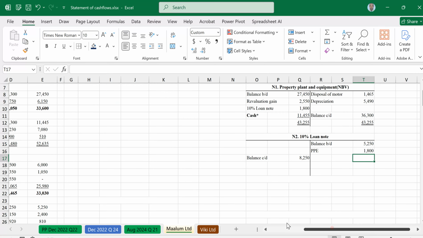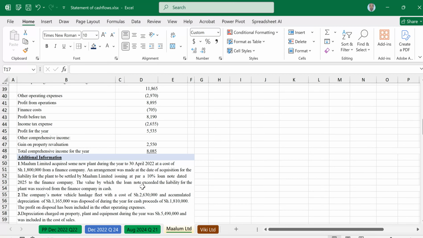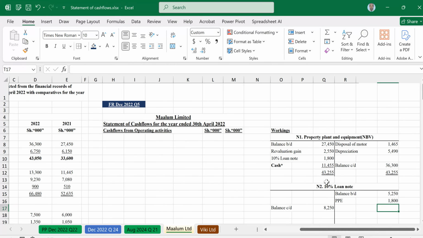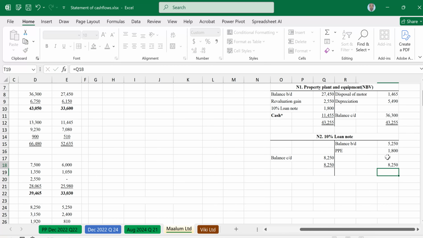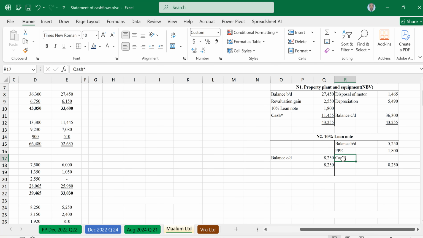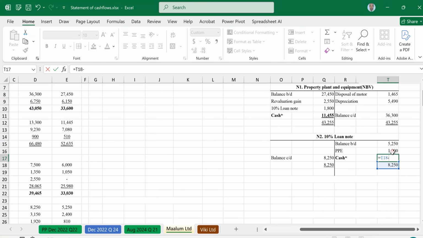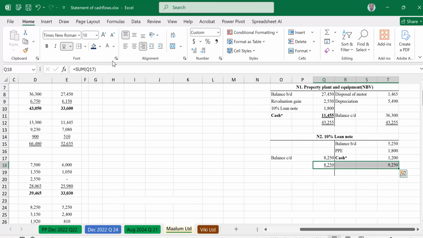Now they said in additional information number 1 that the value by which the loan note exceeded the liability for the plant was received from the finance company in cash. So the value by which it exceeded was received in cash. So the summation of that is 8250. This will be the same as this side. Then the balancing figure was received in cash. And what was the balancing figure? That was 8250 minus 1800 minus 5250. So the 1200 was received in cash.